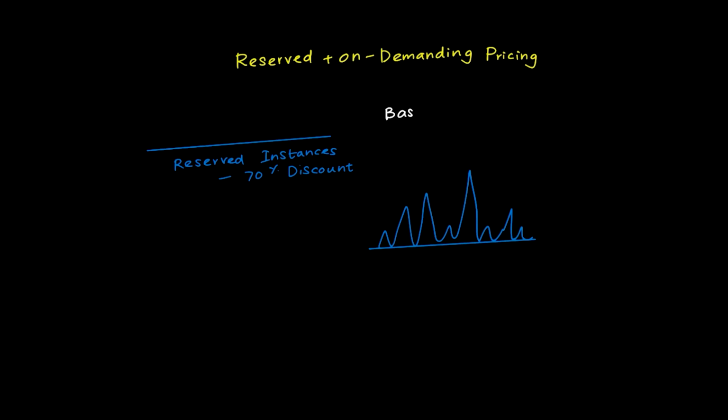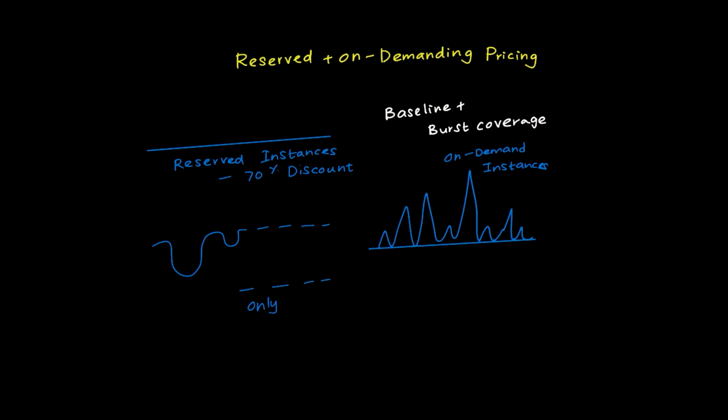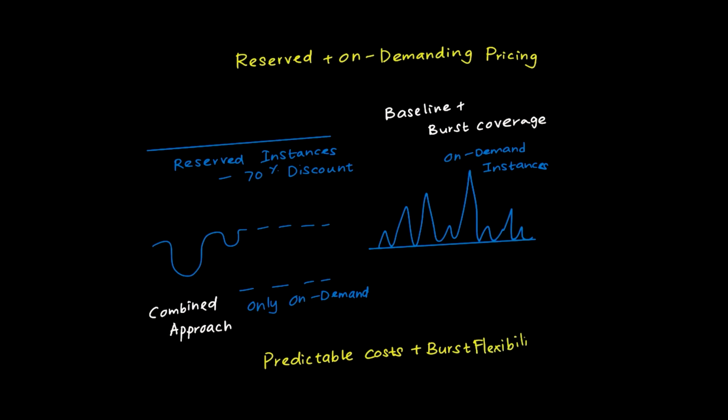Then when marketing campaigns or seasonal events drive traffic spikes, on-demand instances automatically handle the burst capacity without any commitment, scaling up and down as needed. It's like having a monthly transit pass for your daily commute, while using pay per ride for occasional extra trips. Pure on-demand lacks cost predictability, pure reserved can't handle bursts beyond committed capacity, and spot instances have availability risks. The reserved plus on-demand combination delivers both predictable baseline costs and flexible burst capacity.